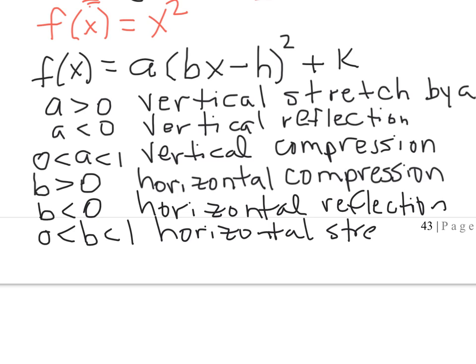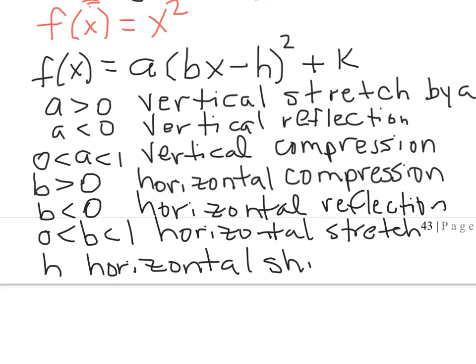All right, so let's go ahead and look at the other transformations real quick. So we've looked at A and B. Now we need to look at H and K. All right, so you probably already have an idea what happens with H and K. So with H, this is a horizontal shift, because this is where we're moving the graph left or right.